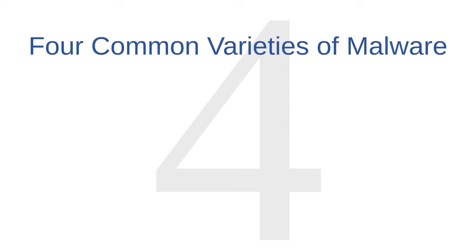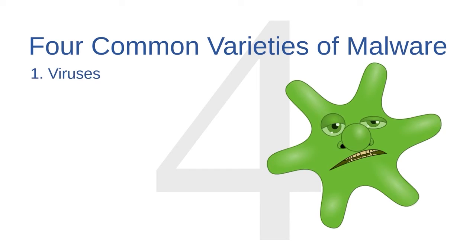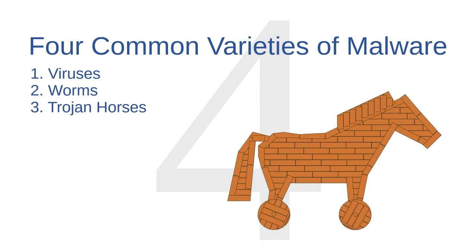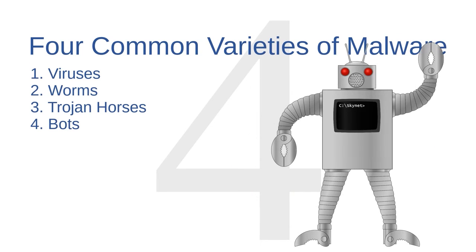By malicious, we mean that this software is intended to harm computer users, to irritate them, or to steal information from them. In cybersecurity lingo, we combine the words malicious and software together into a single word, malware. In this lecture, I'm going to define several common varieties of malware: viruses, worms, Trojan horses, and bots.